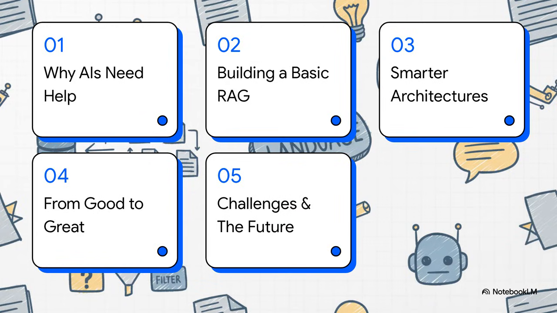Okay, so here's the game plan for this explainer. First, we're going to talk about why AIs even need this kind of help. Then, we'll actually build a basic RAG system from the ground up. From there, we'll level up to smarter architectures, figure out how to take a system from just good to great, and wrap up with a look at the challenges and what's next on the horizon.